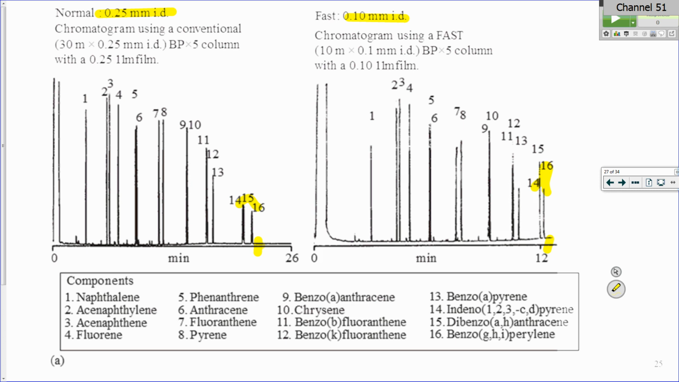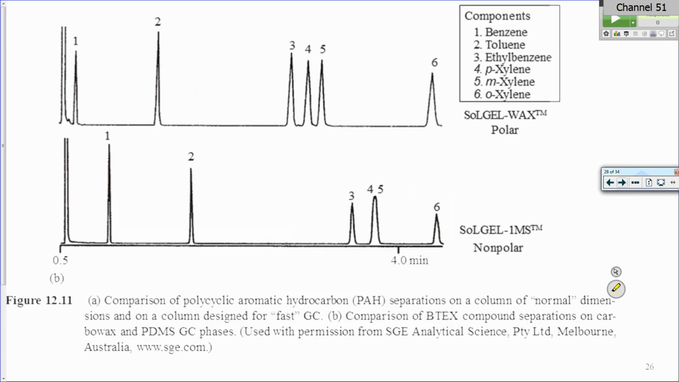Are you sacrificing some resolution? Like on these two, I can see that that's probably two separate peaks that are just really close to one another. I don't know if that's two separate peaks or not, but it's very similar. So it's pretty close in these examples. But again, time is money.